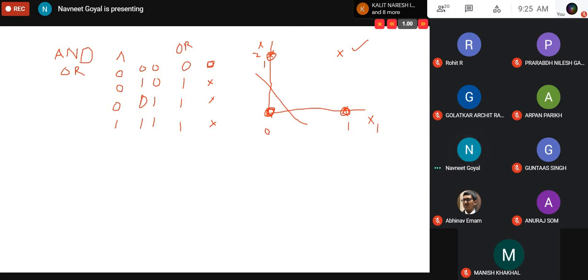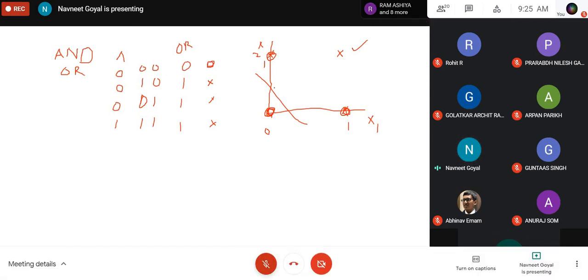Now, is the AND gate linearly separable? Yes, it is. So my line goes from here, somewhere. Again, I have infinitely many solutions. So both are linearly separable.